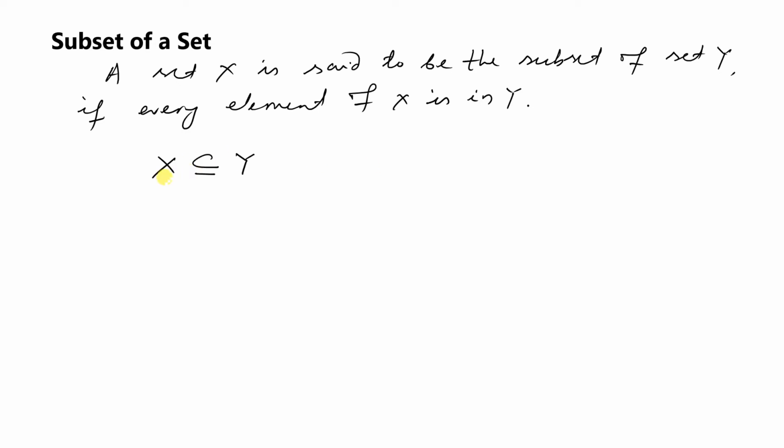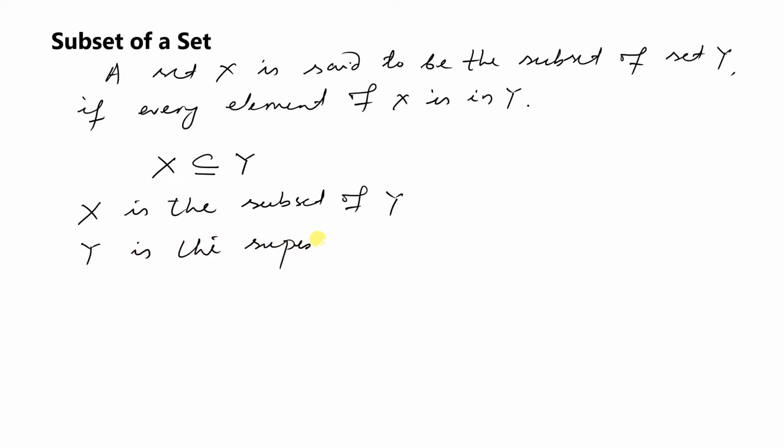Here X is the subset, Y is the superset. So here X is the subset of Y, and Y is the superset of X. Okay, so we understand this word. One is subset, another one is the superset. So any doubt here?